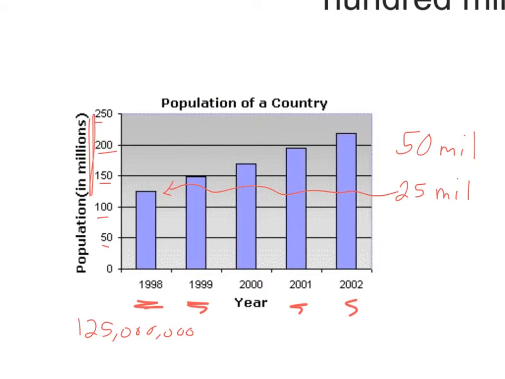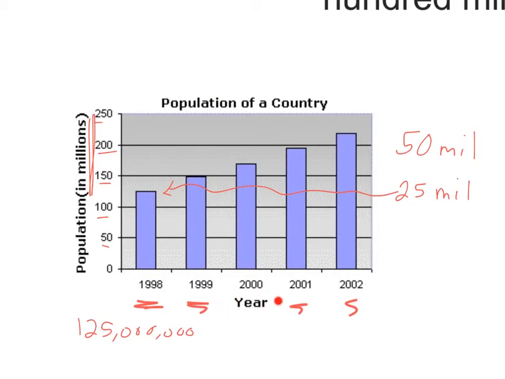I also noticed something else about the bars. They are all increasing. They all go up from the year before. So that's a pattern that I should notice. And then again on the left side, I'm looking at population. That's the title of the side. And it's talking about it in millions.